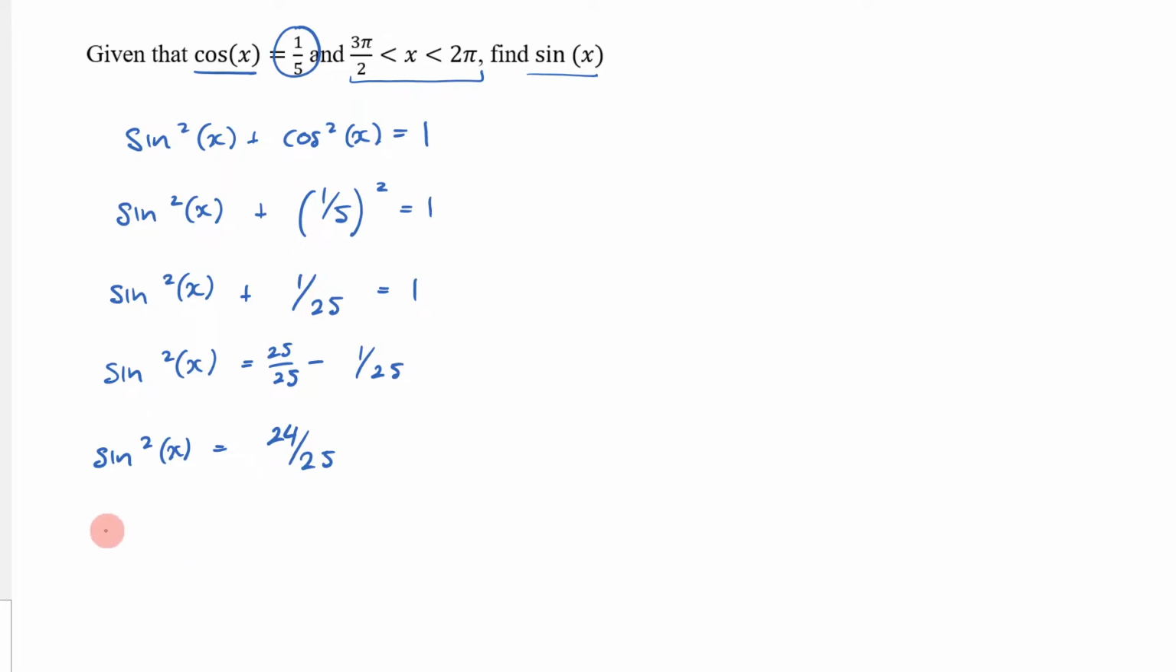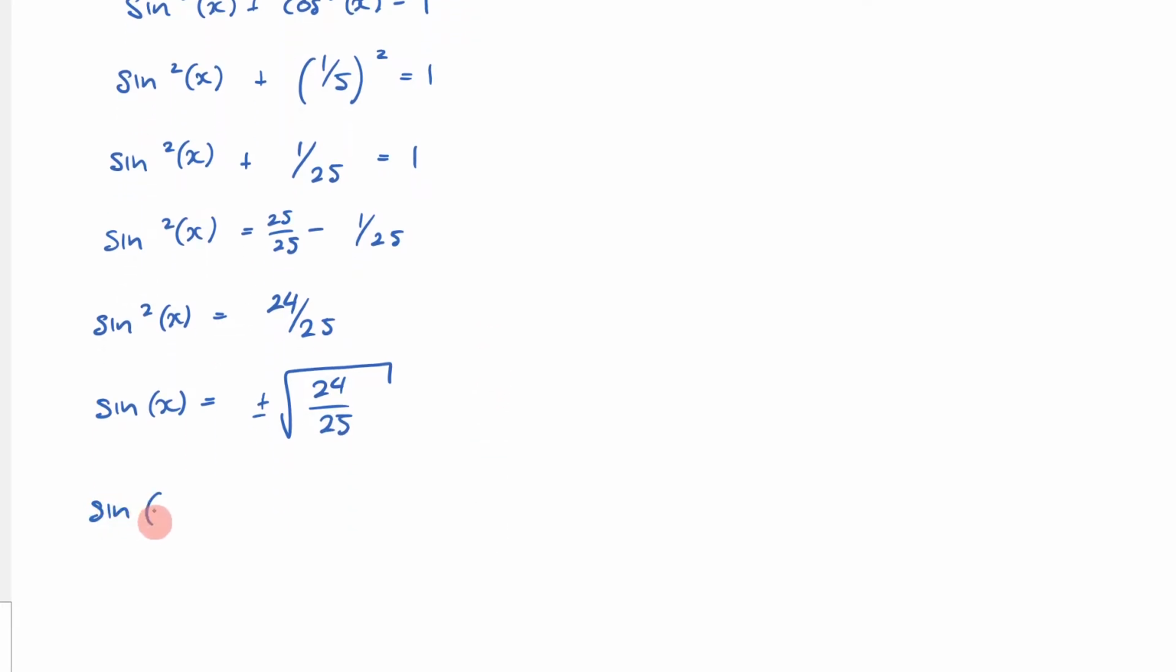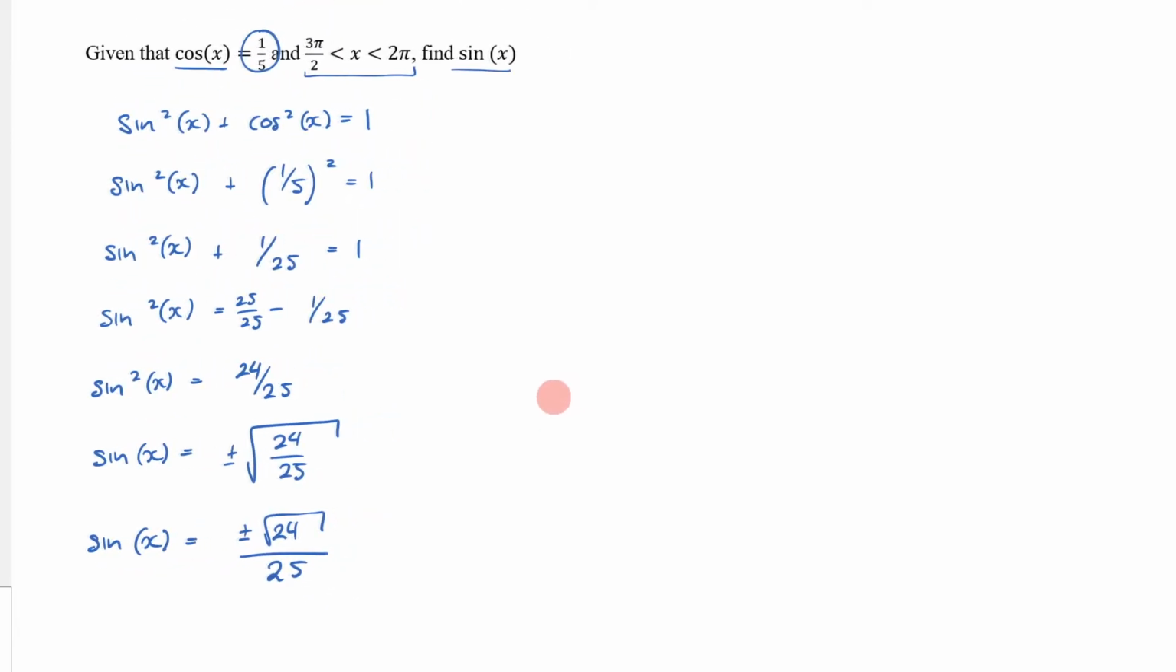Now I can square root both sides and get plus or minus the square root of 24 on 5. Let me just do this slowly, because you're square rooting this whole thing. Now, the part that everyone forgets here is the fact that you can't have it as plus or minus. You have to choose one or the other.